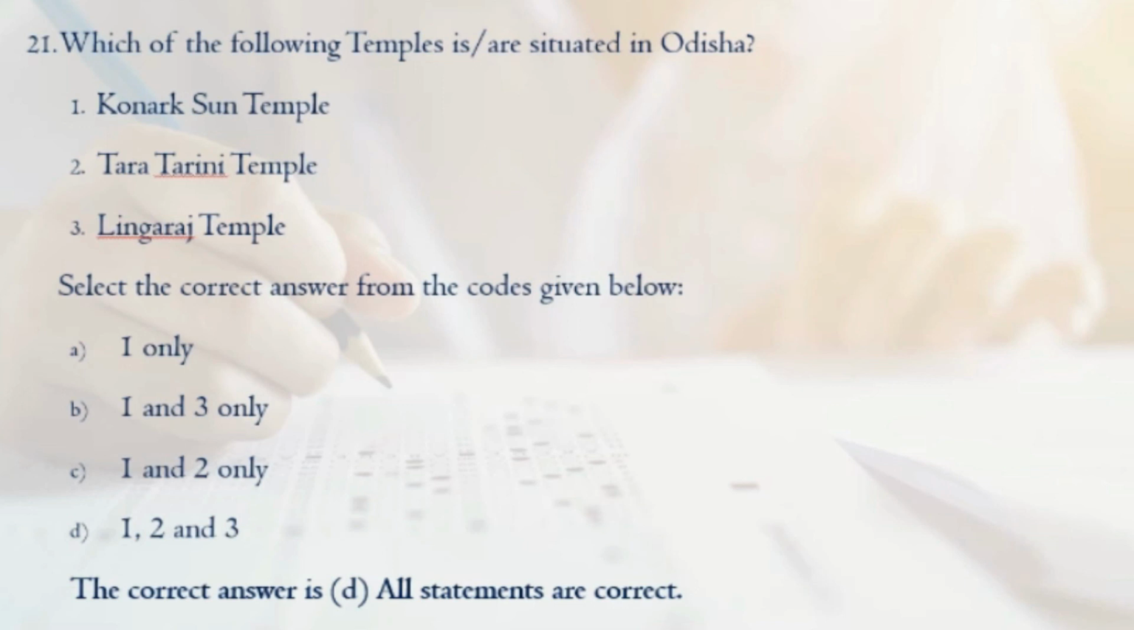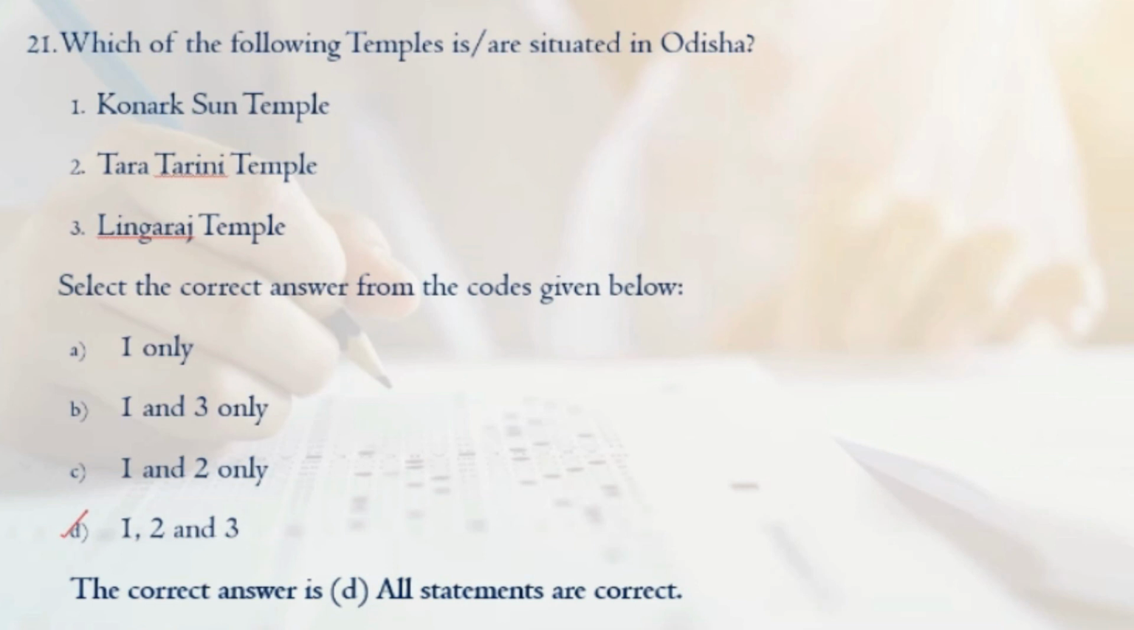Next question is, which of the following temples are situated in Odisha? A. Konark Sun Temple, B. Tara Tarini Temple, C. Lingaraj Temple. Select the correct answers from below. A. First only, B. First and third only, C. First and second only, and D. First, second and third. And the correct answer is D. All the statements are correct. All of these temples are situated in Odisha.